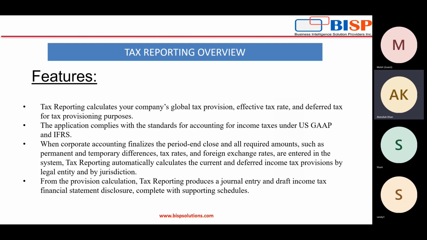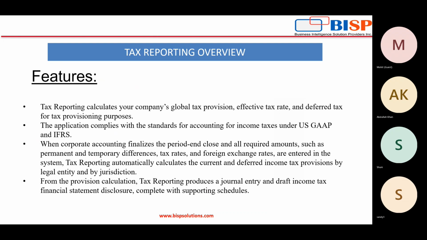So as we discussed, the tax reporting calculates the company's global tax provision, effective tax rate, and deferred tax rate for the tax provisioning purposes. We can also create the data through the application for different accounting standards as well. So in case an entity is following US GAAP accounting standards, or a particular entity is following the International Financial Reporting Standards, we can acclimatize both of the standards, and we can create a provision by taking all the book differences through these particular standards as well.